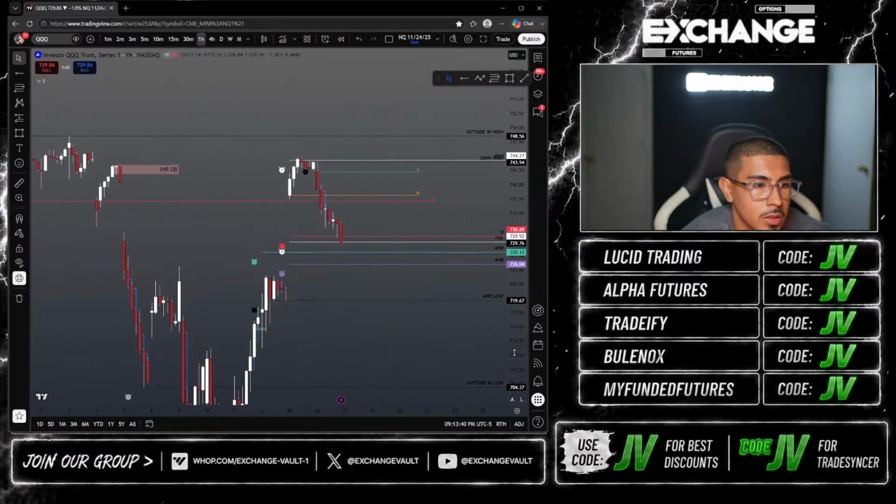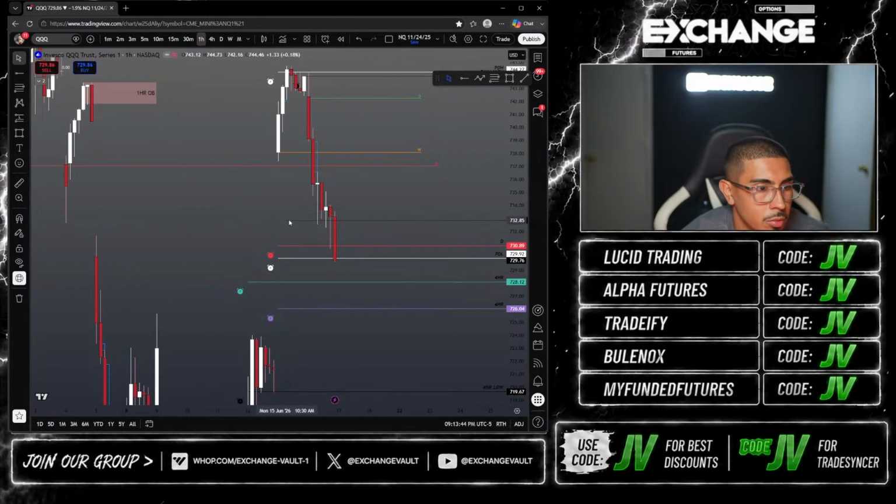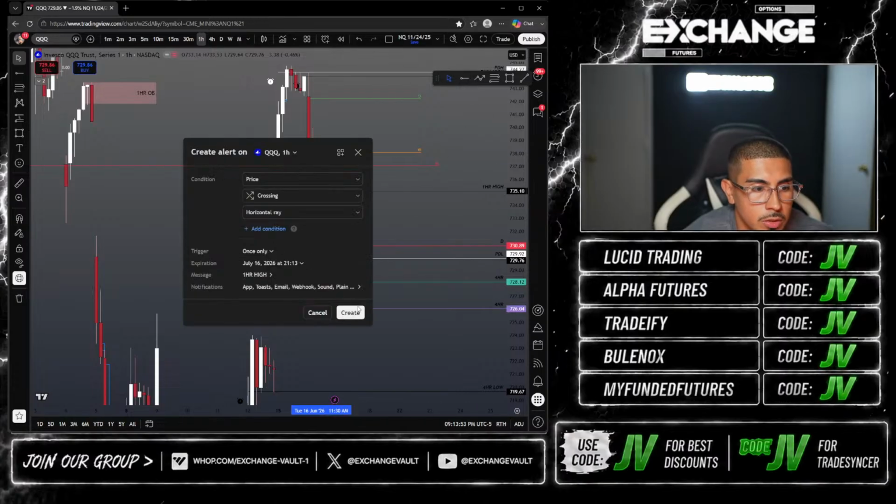Okay. Let's look at the hourly. We broke below the low here. My hourly high. Tomorrow we break above this on the hourly, look for upside. 1 hour high. Set my alert. Let's go small time frame now.